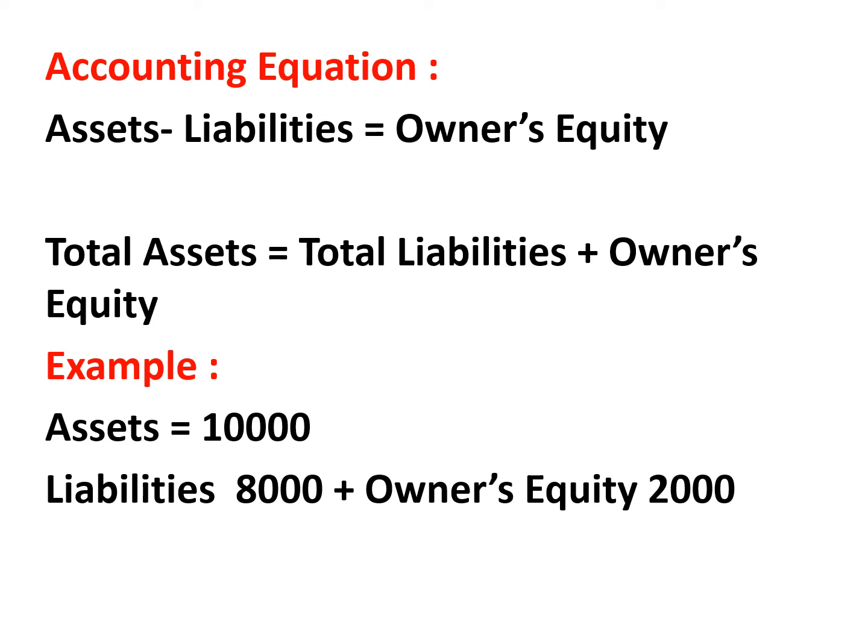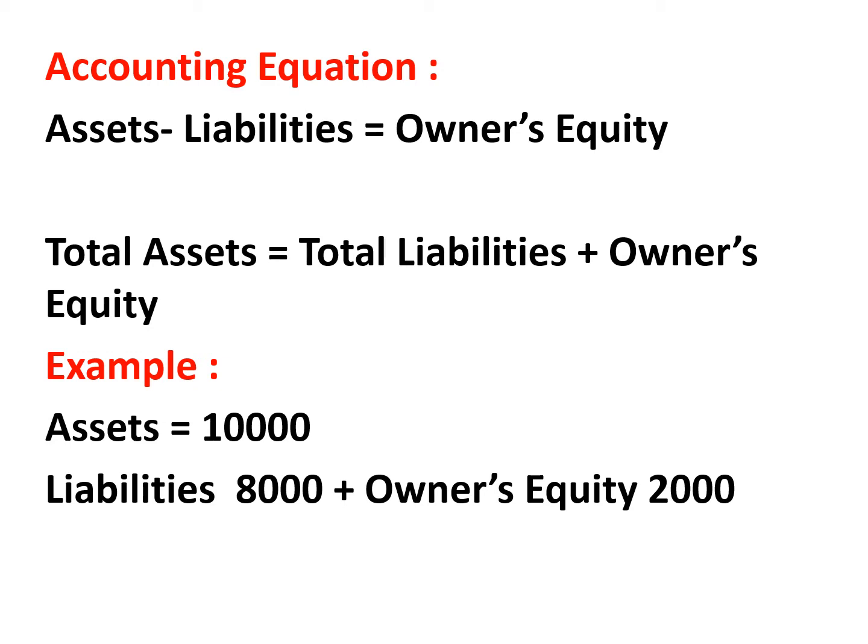So we use the accounting equation in preparation of financial statements. What the accounting equation says is that assets minus liabilities is equal to owner's equity. For example, say we have total assets of $10,000, which is equal to $8,000 in liabilities plus owner's equity of $2,000.